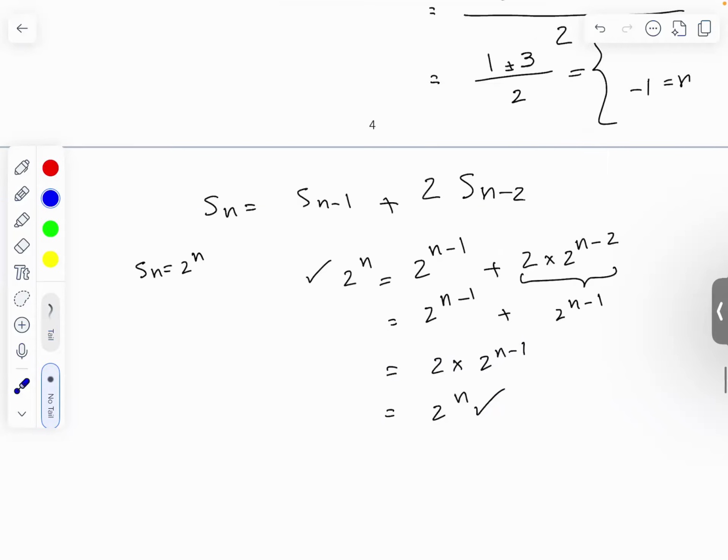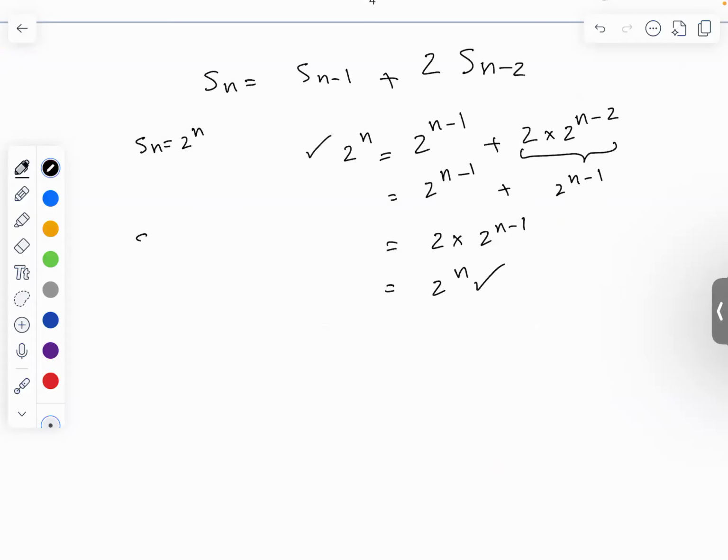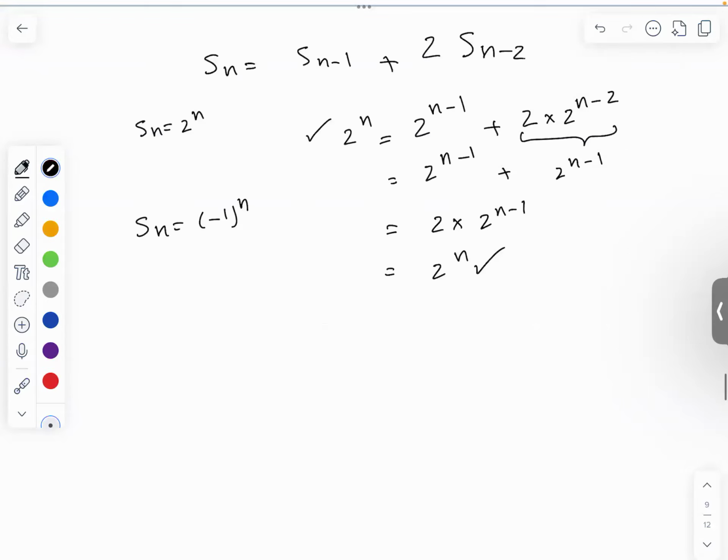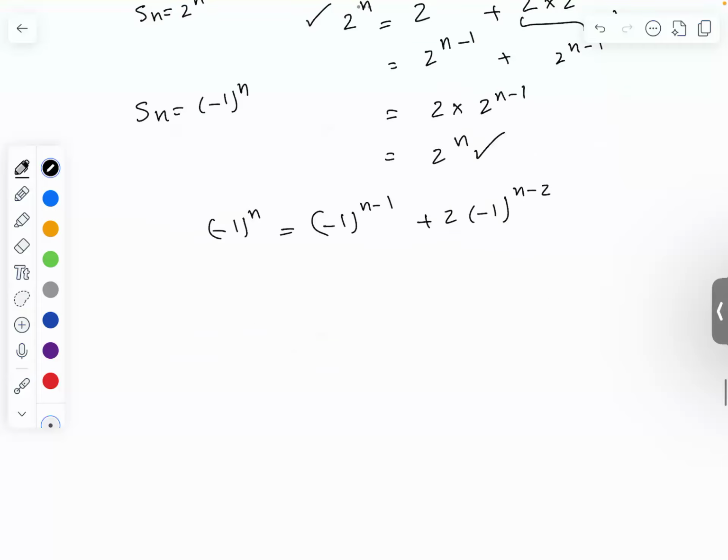Okay. If you write Sn equal minus 1 power n, this will be the equation. Let's test minus 1 power n plus 2 times minus 1 power n minus 2. So from the left side, minus 1 times minus 1 power n minus 2 plus 2 times minus 1 power n minus 2.